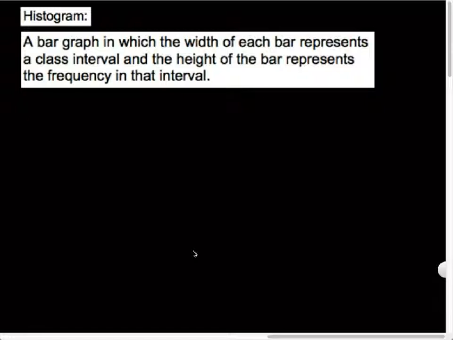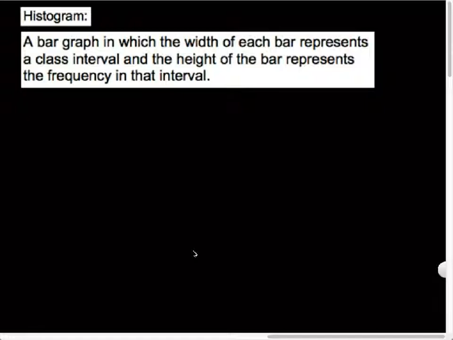Frequency distribution becomes a histogram. Histogram. Histo. Does anyone know what the prefix histo means? History. Information of the past. Maybe. That sounds good. And what's a gram? A weight. Yeah. Or an old female person with offspring of 2 generations.